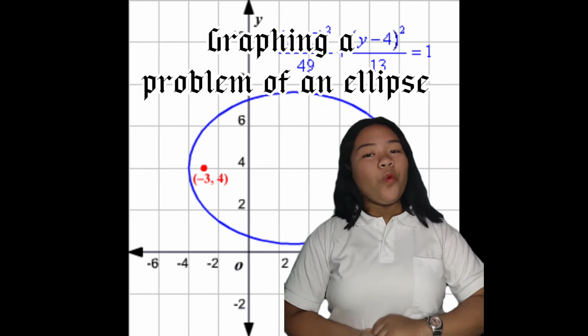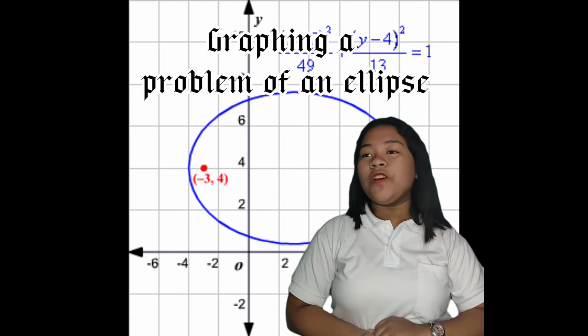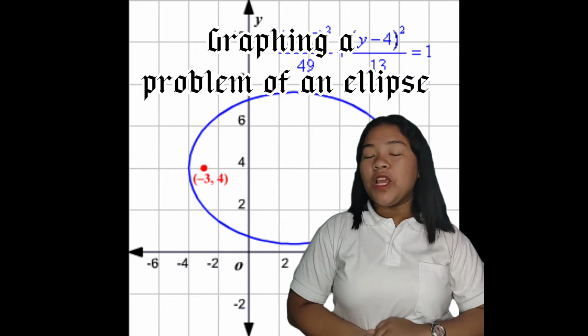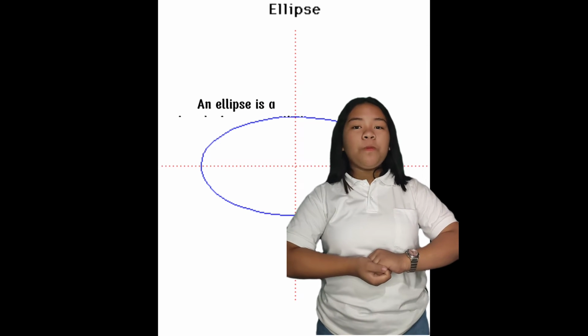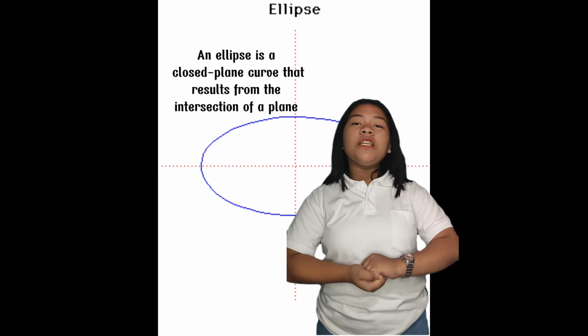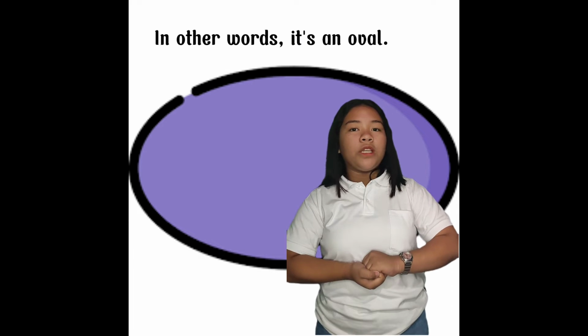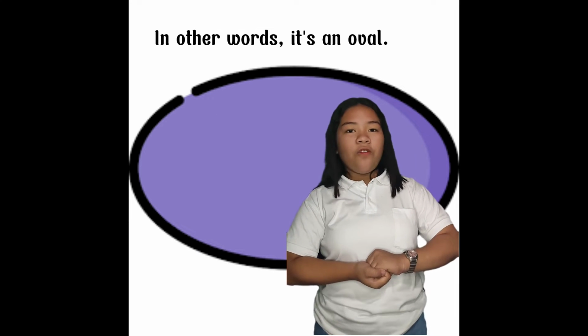So today, we are going to graph a problem of an ellipse. Speaking of ellipse, do you know what an ellipse is? An ellipse is a closed plane curve that results from the intersection of a plane cutting through a cone. In other words, it's an oval.